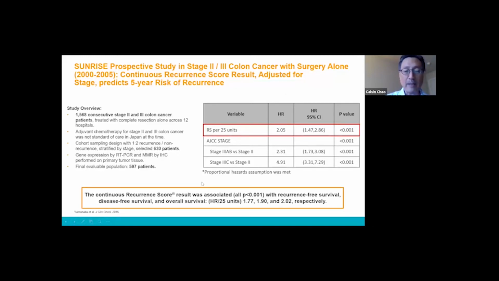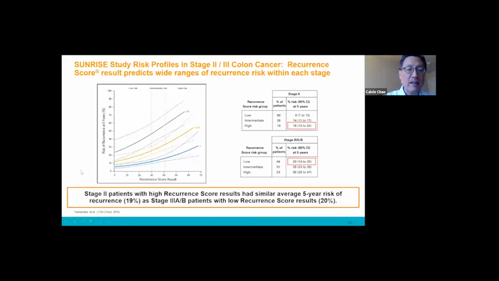So this was done in a population of patients in Japan where, back in 2005 when this study completed its accrual, patients were largely not managed with chemotherapy. Therefore, this reflects the larger population of patients with stage 2 and 3 colon cancer in Japan at this time across 12 hospitals. And we collected the tissues to examine stage 2 and stage 3 colon cancer with recurrence score. And what we produced then is this validation study, where we can see a very similar set of curves to the CO7.